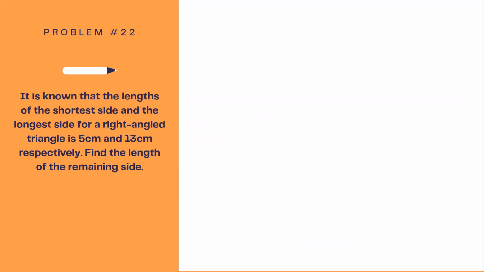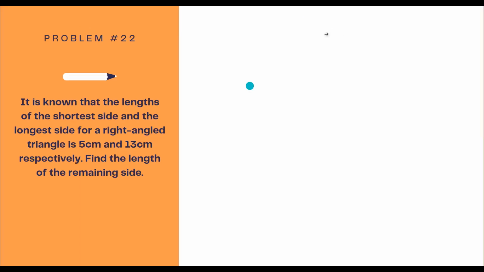Okay. So it is known that the length of the shortest side and the longest side for a right angled triangle is 5 and 13 centimeters respectively. So find the length of the remaining side. Okay, 12. So what theorem can be used in this problem? So we can use the Pythagorean theorem. Okay. So for this one, if we try to draw, let's say, a right triangle.